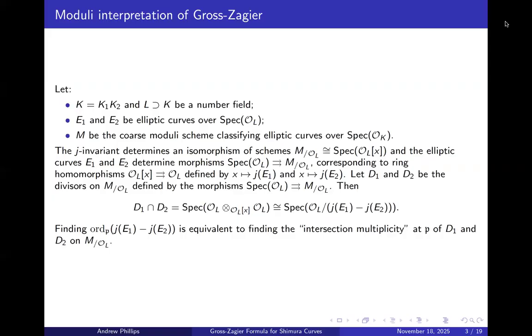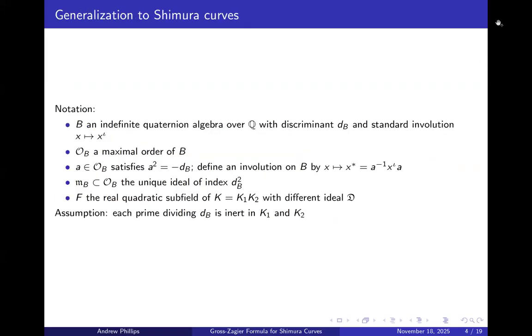And so instead of generalizing the factorization formula for the J invariants, which we don't really have in all cases a J invariant anymore when you go to a Shimura curve, we can view it instead as an intersection multiplicity. Okay, so the setup for this is the following.